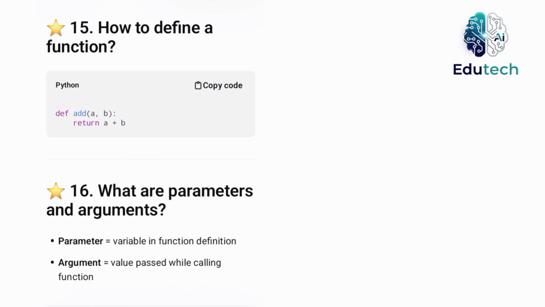What are parameters and arguments? Parameters are the variables in the function definition. Arguments are the values passed while calling the function.